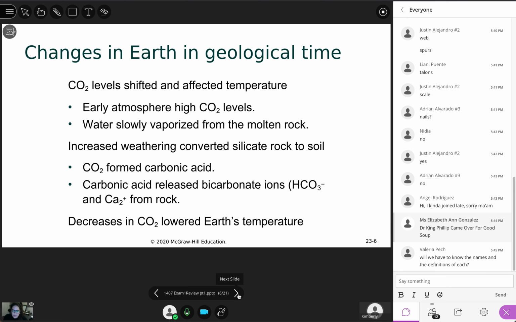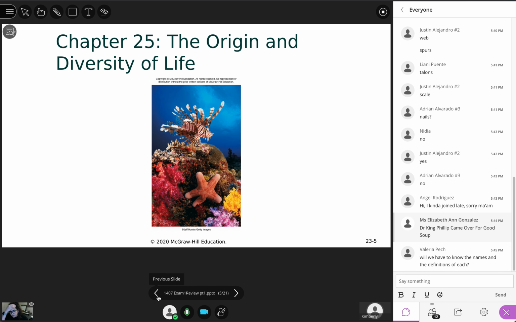So, okay. When Earth started, I wanted to insert a picture, but I couldn't really find a good one. When life started on Earth, what do you think it looked like? How did the Earth look before there were all these pretty coral reefs and trees? What do you all think? Before life started, how did the Earth look?